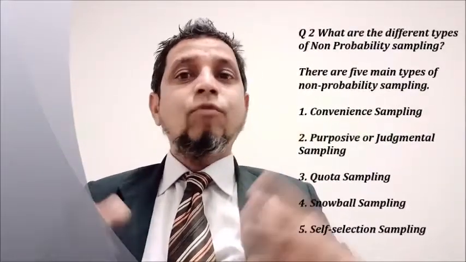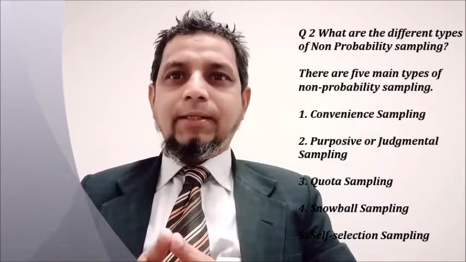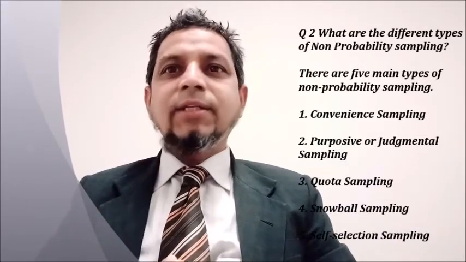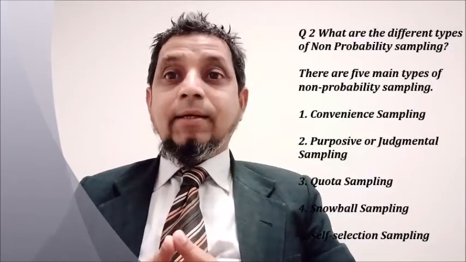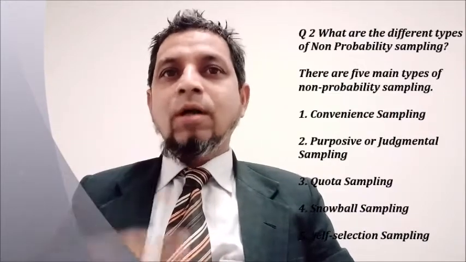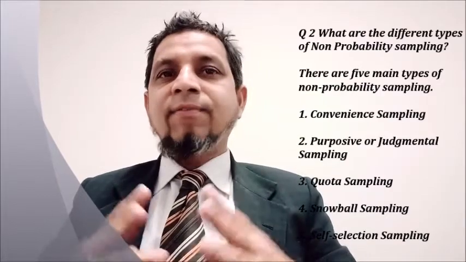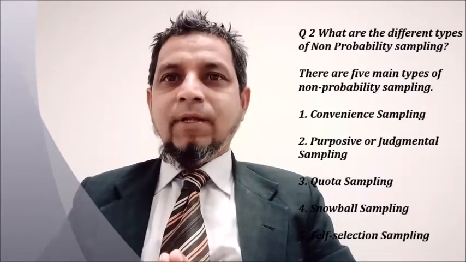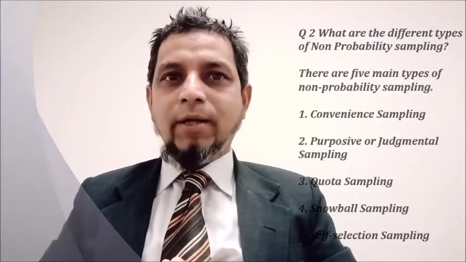Point number two, what are the different types of non-probability sampling? There are 5 main types of non-probability sampling. Number one, convenience sampling. Number two, purposive sampling. Number three, quota sampling. Number four, snowball sampling. And number five, self-selection sampling. I will describe and discuss each type one by one.